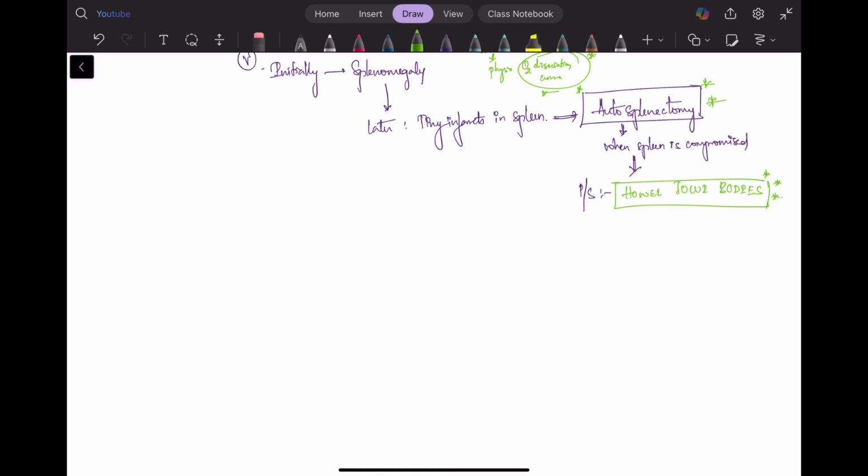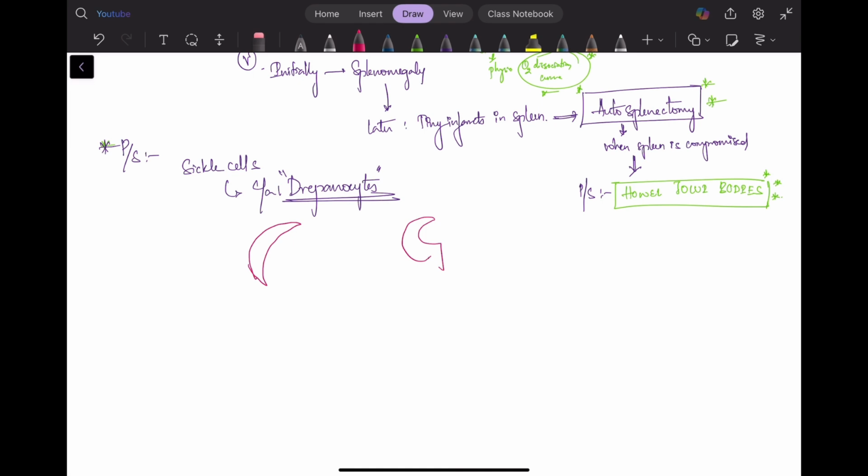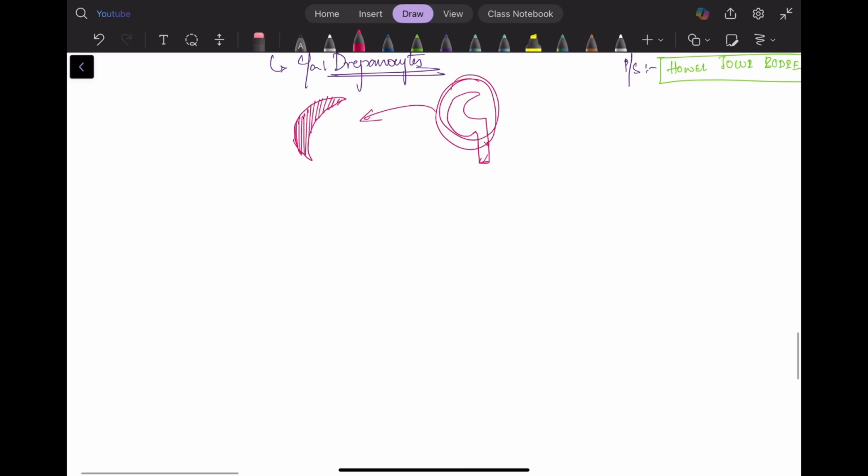Then coming to your peripheral smear, what happens? Sickling of cells, right? Sickle cells are also called drepanocytes. How will the cells look like? Like the sickle that farmers use, right? It is similar to this. Sickle cell. Yeah, this is sickling of cells where you see sickle cells.